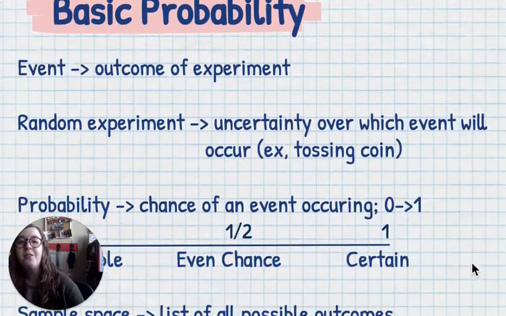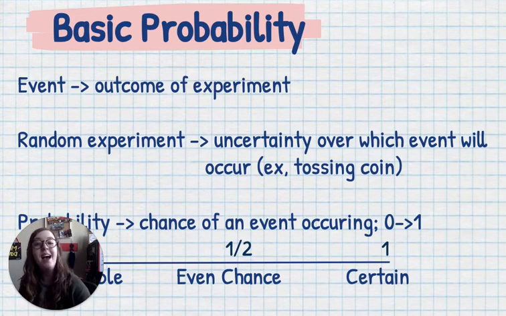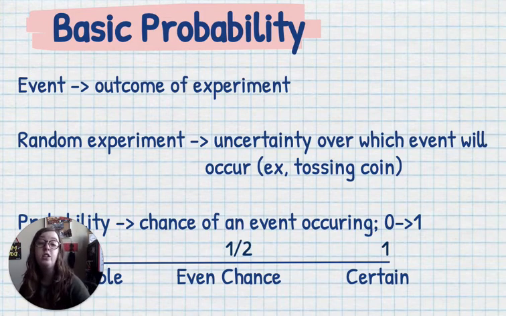So let's start off with some basic probability and some vocabulary. The word event in this case means the outcome of an experiment. So the outcome of the experiment of tossing a coin, one event would be heads, one event would be tails. When you roll a die, events would be 1, 2, 3, 4, 5, and 6. A random experiment is uncertainty over which event will occur. So tossing a coin or rolling a die, like I just mentioned.